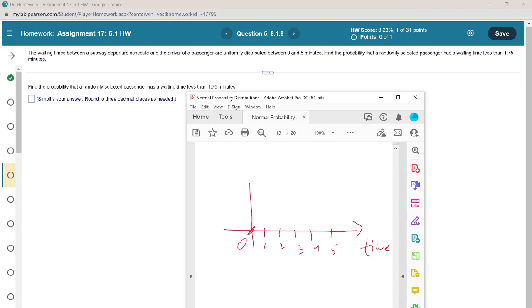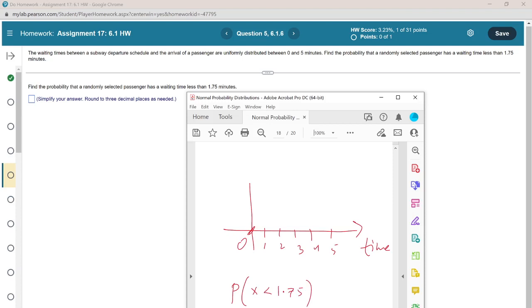Okay, so find the probability that a randomly selected passenger has a waiting time less than 1.75. So this is uniformly distributed. Uniformly distributed means equal chance. From 0 minutes to 5 minutes, whatever waiting time we are giving here, they have the equal chance. So if you randomly select a passenger, what is the probability that the waiting time for that passenger is less than 1.75 minutes?